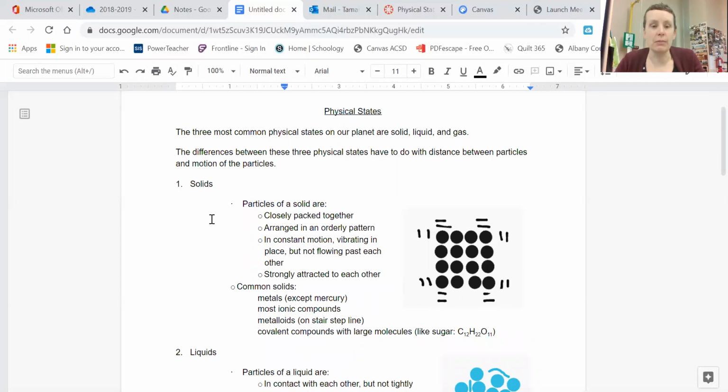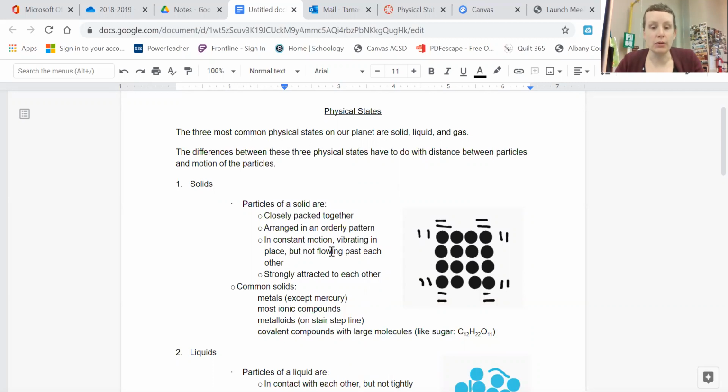For solids, the particles are closely packed together, so they're very close to each other. In fact, touching would be even more ideal for this picture. It didn't quite get them touching there. They're arranged in an orderly pattern. The easiest way to show that would be rows and columns. That's not how all atoms in a solid are arranged. It depends on the solid, but rows and columns is a really easy way to show that they're orderly.